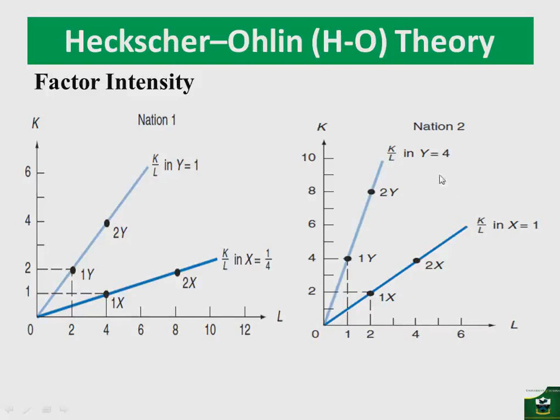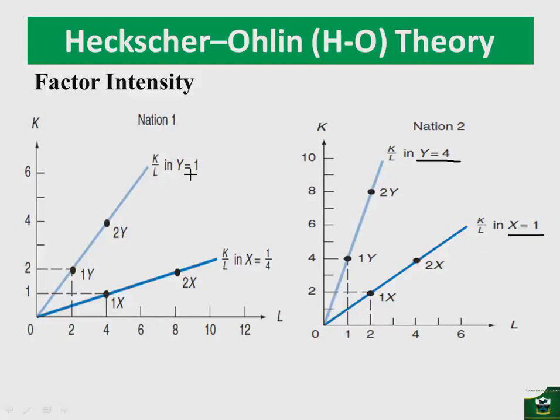And if you compare the capital labor ratio that you have here in the production of Y of 4 and the one you see in the production of X of 1, you will see that the capital labor ratio in nation 2 for the production of Y is greater than that used in the production of commodity X. And as such, we see that in nation 2, Y is capital intensive while X is labor intensive.